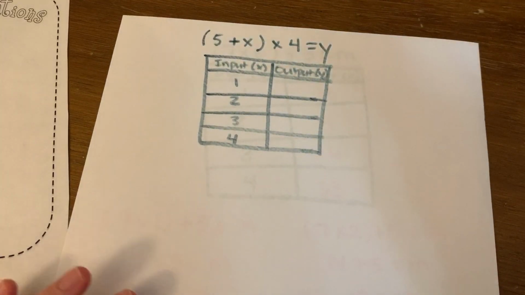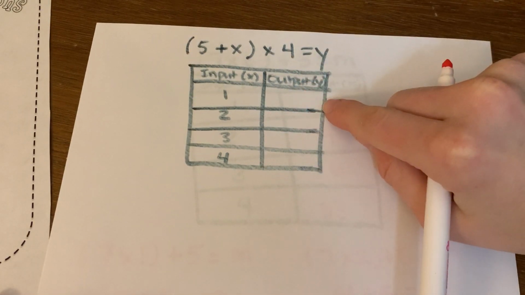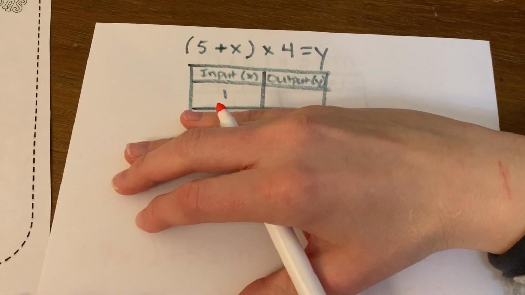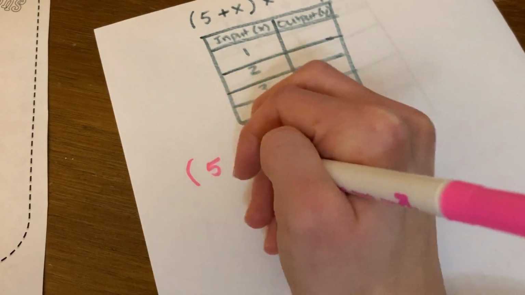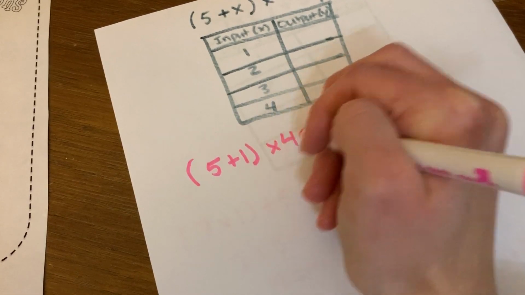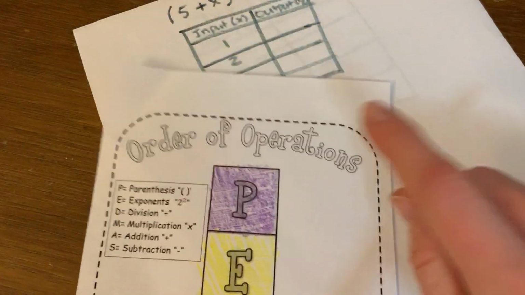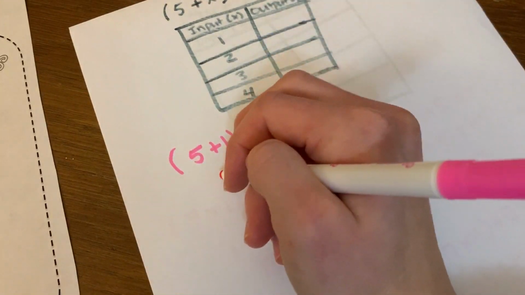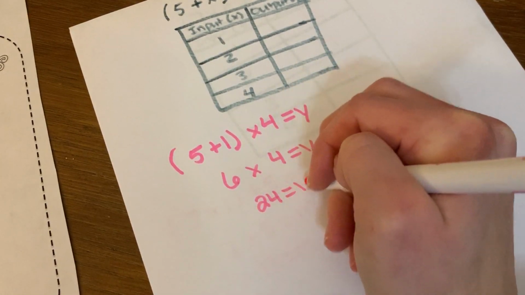All right, this one is 5 plus x times 4 equals y. I want you to go ahead and solve this on your own. I will check in with you after each input and output. So go ahead and just solve for this first row. All right, so for the first one, it would be 5 plus 1 times 4 equals y, because x is going to be 1 in this case. PEMDAS says parentheses. 5 plus 1 gives me 6, times 4 equals y. 6 times 4 is 24, so 24 equals y.